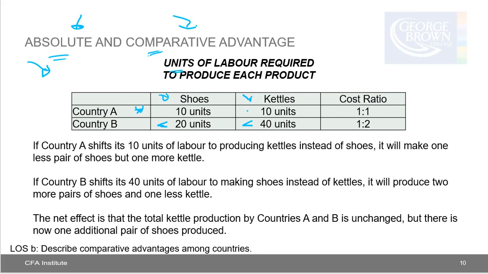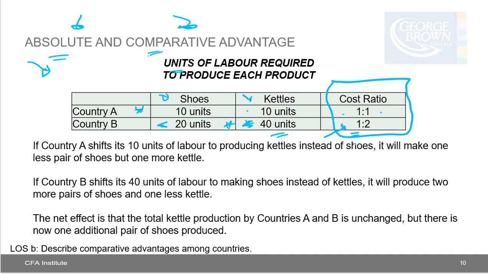Then we moved on to comparative advantage, and when we move on to comparative advantage, we look at the cost ratio. And so the key there is that when we look at a country, so here, country A, there was a 1-to-1 cost ratio, that's fine. Country B, there was a 1-to-2 cost ratio, meaning that it took twice as many units of labor to produce a kettle. So therefore, they should specialize in making shoes because it takes fewer units of labor. So we're going to look for the lower number in the ratio, and that's what the country should specialize in.